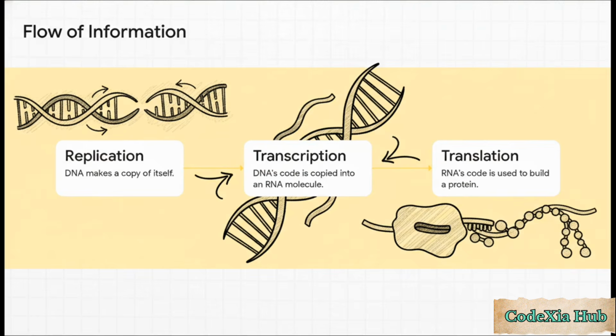And this brings us to the central flow of information in all of biology. It's a three-step process. First, DNA can make a perfect copy of itself. That's called replication. When the cell needs to build something, a section of the DNA's code is copied into that RNA messenger. That's transcription. And finally, that RNA message goes to a ribosome, which reads the code and builds a protein. That's translation. Blueprint to message to product.